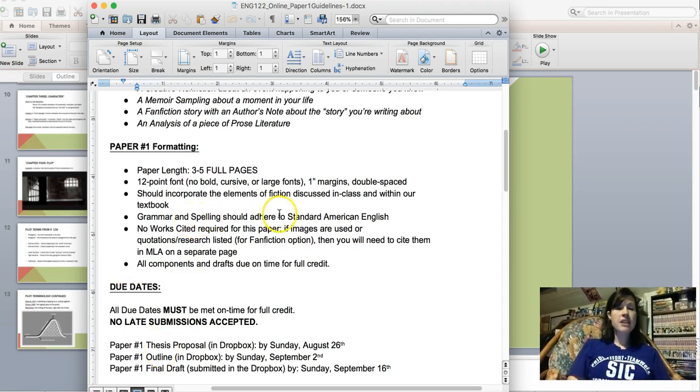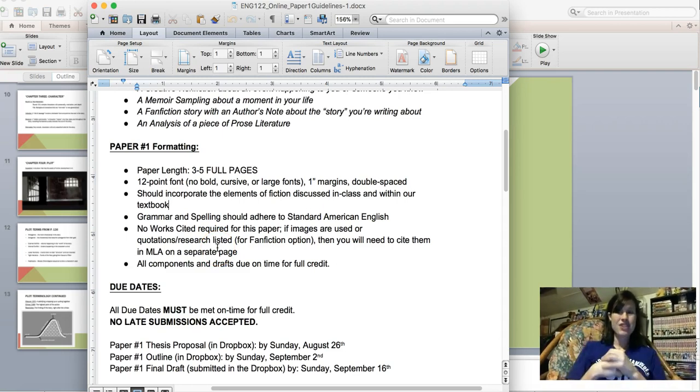The grammar and spelling should adhere to standard American English. Use good grammar and spelling is basically what that means. You do not need a works cited for this paper, so congratulations. But if you decide to use an image, a picture on your paper, some students have done that, or if you decide to quote any research, like for example in the fan fiction option, if you decide to quote the author, then you'll need to cite them. But chances are you probably will not have a works cited for this paper.